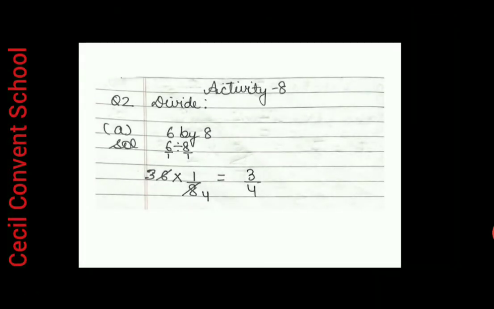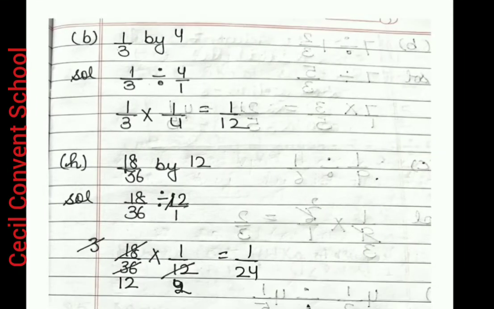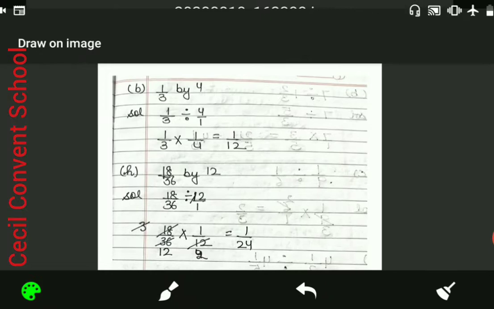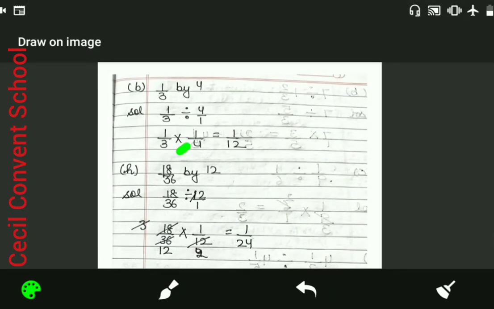Clear? Now I will explain the B part. B part is the same as that only. 1 by 3 by. In place of by, what comes? Divide sign. 4. Down of 4 what do I write? 1. So it will be 4 by 1. Now student, what do I do? See. In place of divide sign, I put multiply sign. And 4 by 1, we always reciprocate the second number. We never do the first number. It will be wrong. So 4 by 1 will become 1 by 4.